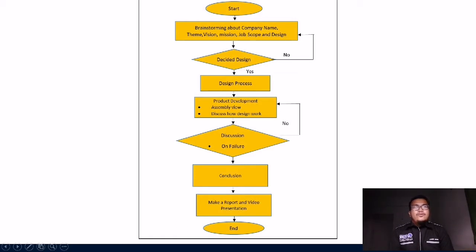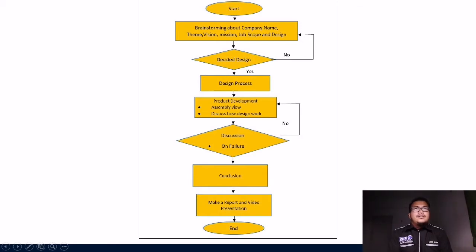After we are done with the design process, we go through product development. In this part, we construct all technical drawings in SolidWorks software. Besides that, we also do some cost calculation and bill of material.